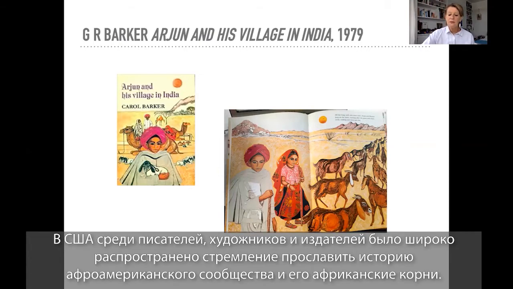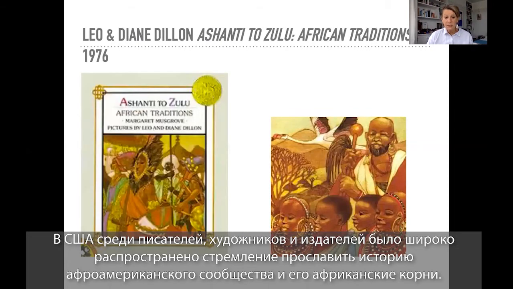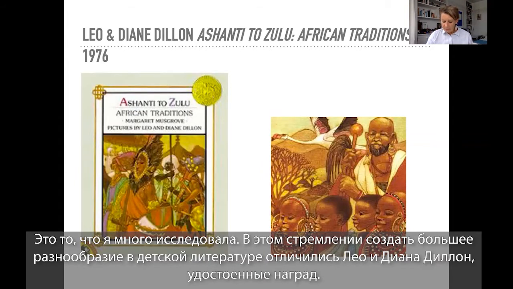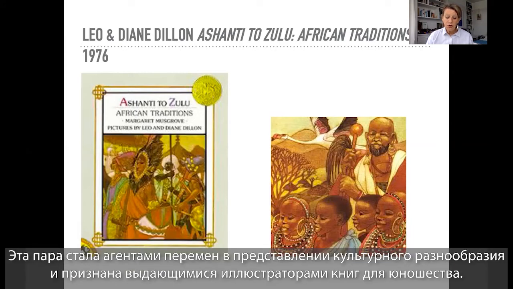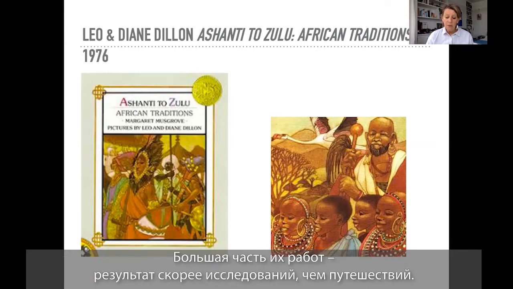In the USA at the same time, there was a strong move amongst writers, artists, and publishers to celebrate the history of the African American community, and particularly its roots in Africa. This is something that I've done a lot of research on, is particularly relevant at the moment. Preeminent in the move to create more diversity of representation were the award-winning Leo and Diane Dillon. The couple would become agents of change for the representation of cultural diversity and were recognized as preeminent illustrators for young people. Most of their work is the result of research rather than travel.